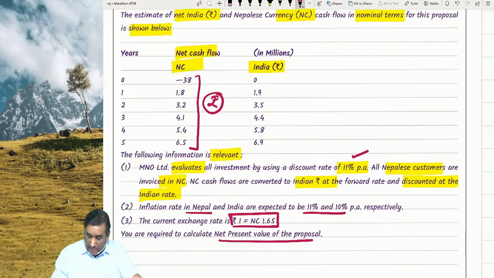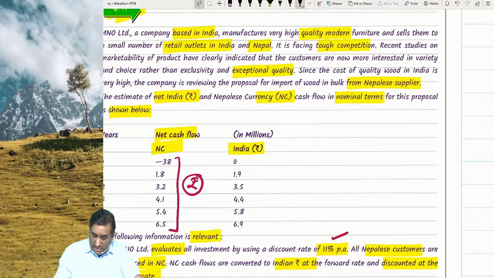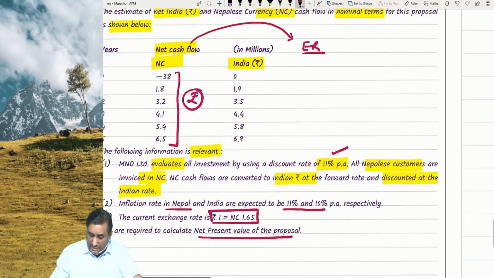So first task would be, if I put my data points here, since these are given now, I'll directly write here exchange rates. Before that, let me calculate the exchange rates roughly. The rate is given 1 rupee is equal to Nepali currency 1.65. So Nepal is on the right hand side now. You become the expert by now.